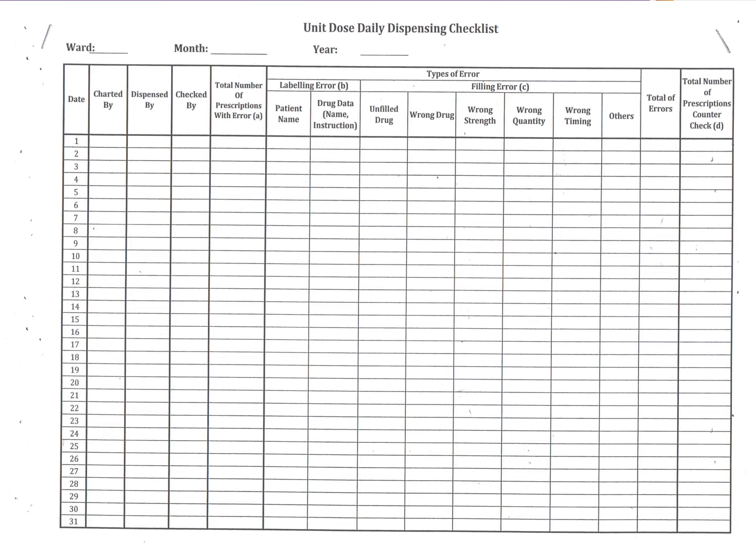As I told you earlier, there should be 3 different individuals doing this. The person who is charting should be different from the one dispensing, and the counter check should be different as well. You also must write there the total number of prescriptions with error, if any, and later I will talk about this when it comes to the counter check section.